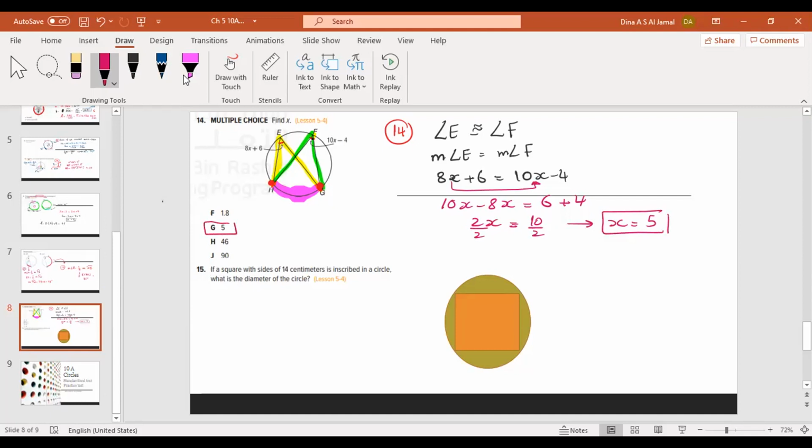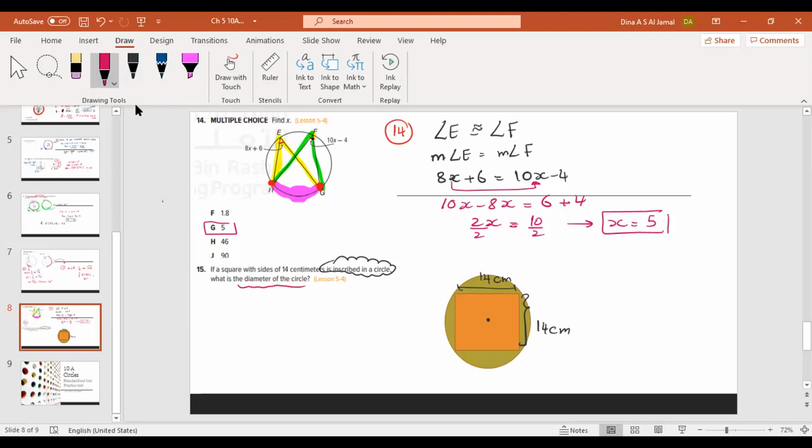Now let's go to the last question of the mid-chapter quiz. You have a square with sides of 14 centimeters. And of course we know that the square has congruent sides, so all of them will have the measurement of 14. It's inscribed in a circle. That means the polygon is inside the circle itself, and he would like me to find the diameter of the circle.